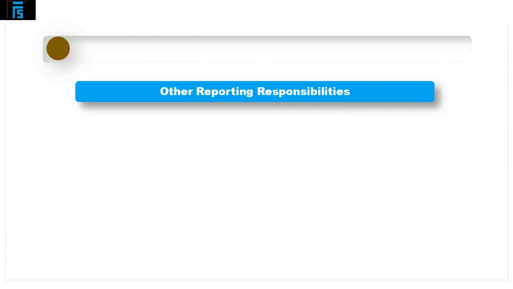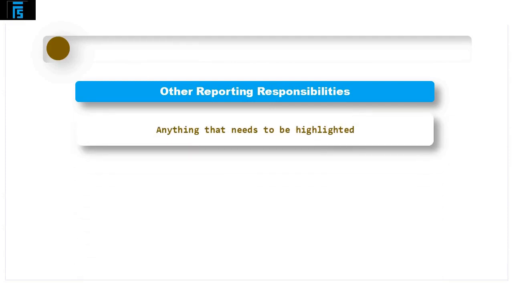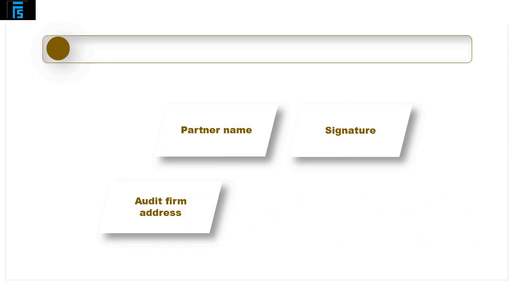Other reporting responsibilities would be included underneath this, if there are other responsibilities to report under local legislation and regulations. Finally, at the very end would be the engagement partner's name, signature, and address of the audit firm carrying out the audit and the date the audit report was signed.